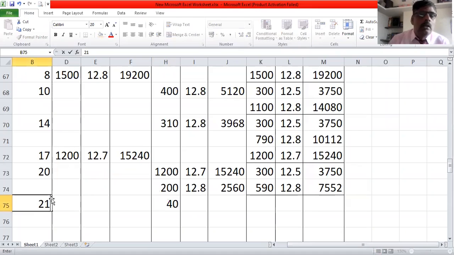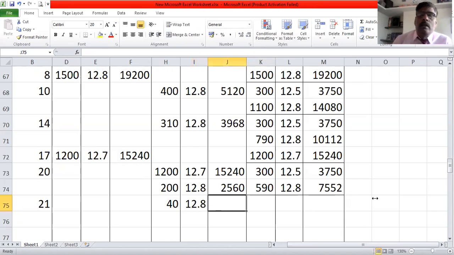This is 21 date. Rate is 12.8. Therefore, amount is, you multiply this, 12.8 into 40 is equal to 512.